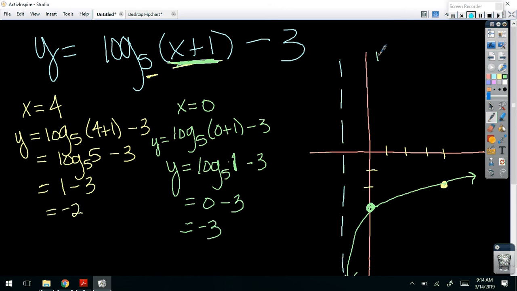What's the domain? Negative 1 to infinity. What's the range? Infinity. Tell me what you think about graphing logs. It's not that bad. All right, so we did 3.